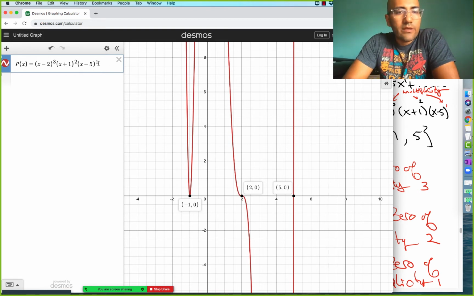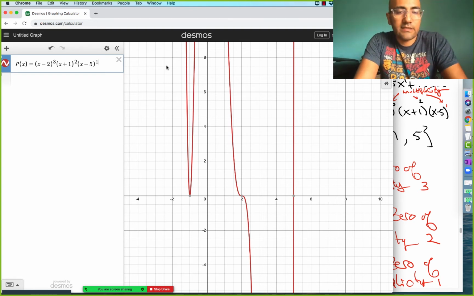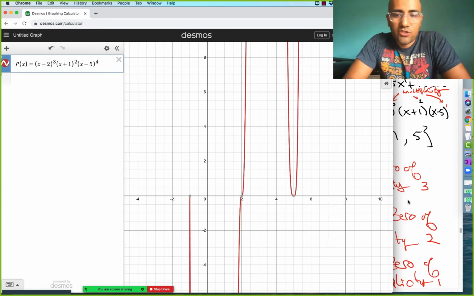Good. Same thing with this one. It has a multiplicity 1, which is an odd power. So it punches through to the other side. Whereas here, the multiplicity was 2, that's even. So it comes down and just touches that x-axis and goes back up. Right? So that's helping us with the behavior of our function near the x-axis based on the multiplicities of the polynomial. Good.